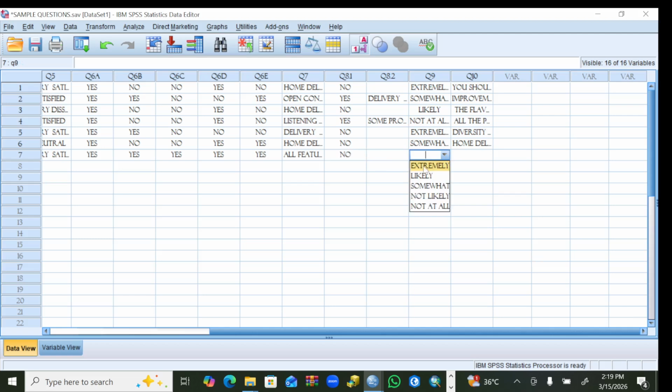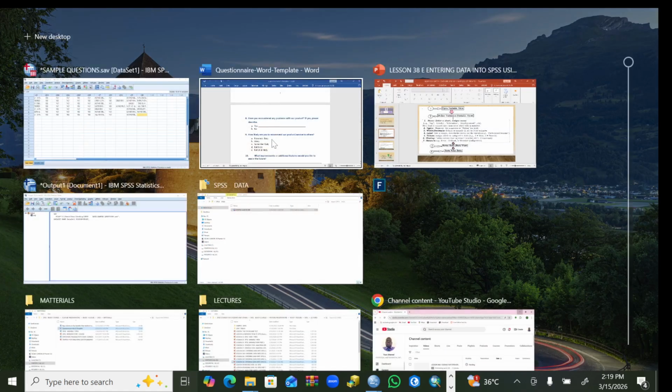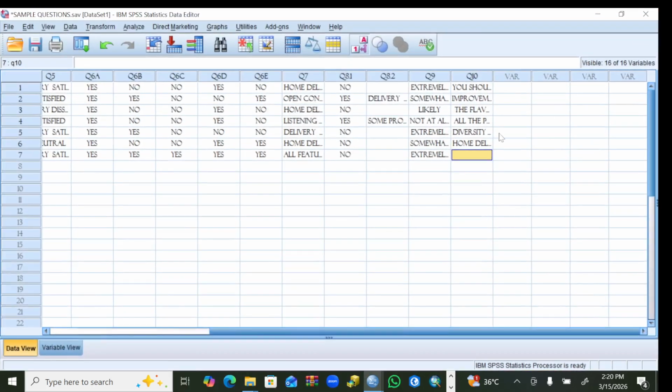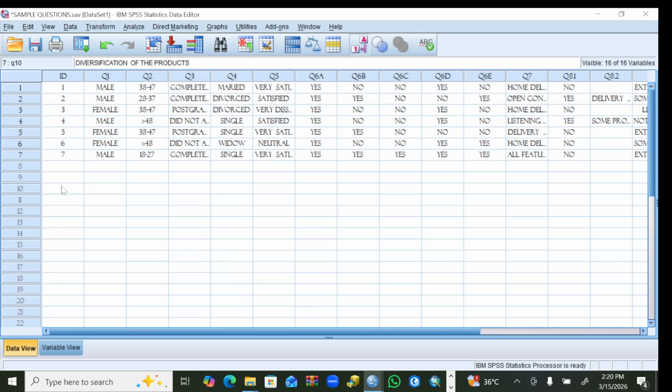Is extremely likely to recommend. And question number 10 is asking about what improvement or additional feature would you like to see in the future. So again here he is going to recommend diversification of the products. Then we go to respondent number 8.